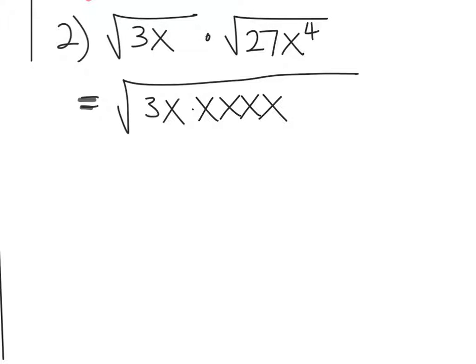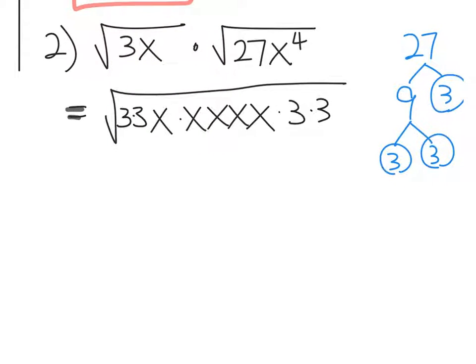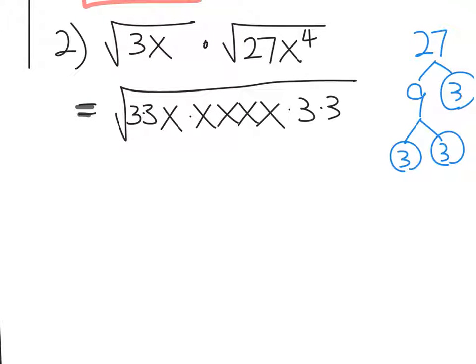Then, I remember 27. I could do the factor tree on that one, so I'm going to do it right here on the side. 27 is 9 times 3. 3 is a prime number. 9 is also 3 times 3. So that means I'm going to have to write 3 three times. Hey, here's another 3, so I'm going to put 1 right there just because I know that they could be a team. So now I have 1, 2, 3 3's, and then this 3 is down here.